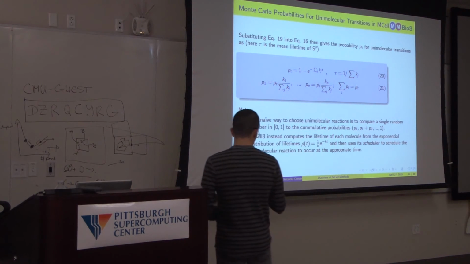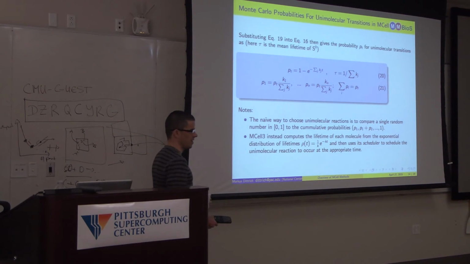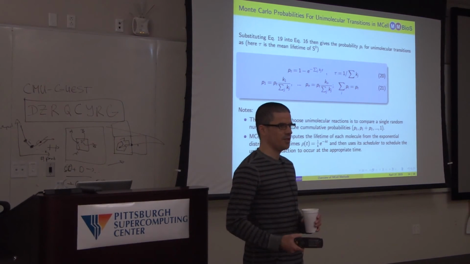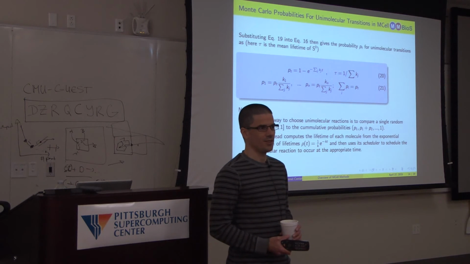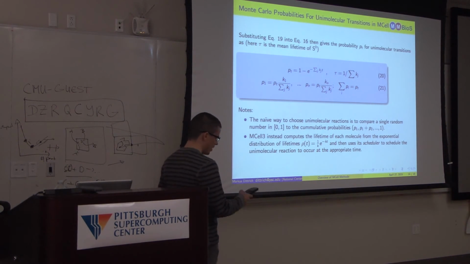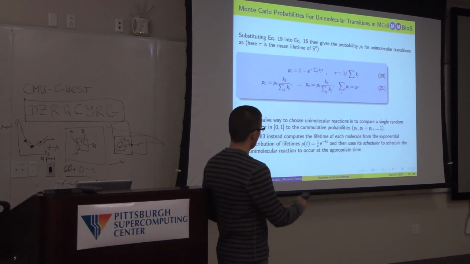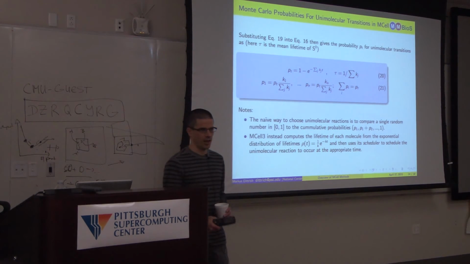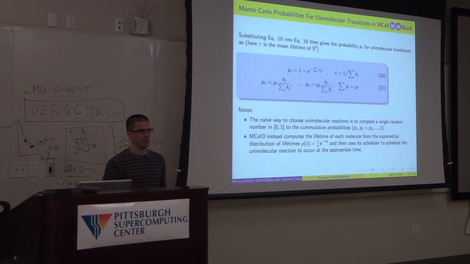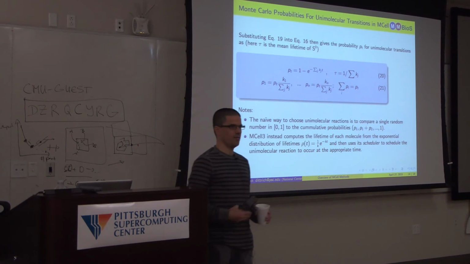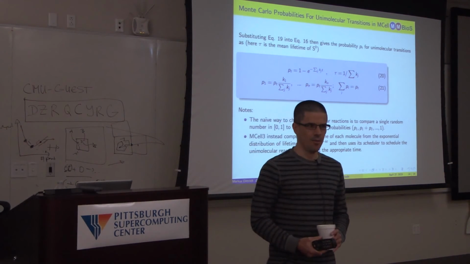And I say naive because it's fairly inefficient, in the sense that if a reaction is very rare, you sample it every time just to figure out that it actually didn't happen. So that's not a very efficient way to do it. And so the way we do it in MCell is that we assign lifetimes to molecules based on these reaction rates. So you can assign a molecule a lifetime, drawn from an exponential distribution based on these k values, of when it should die or react or something should happen.